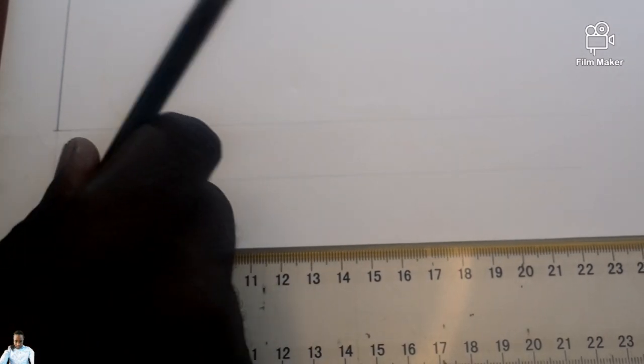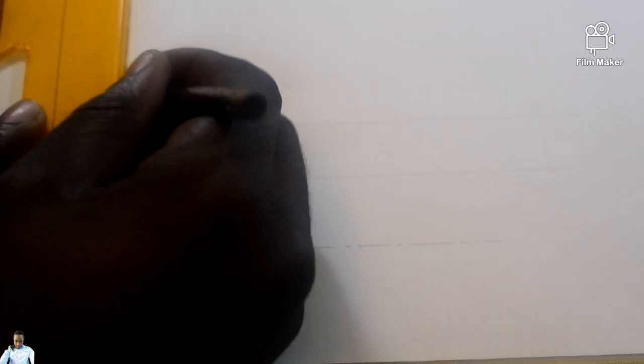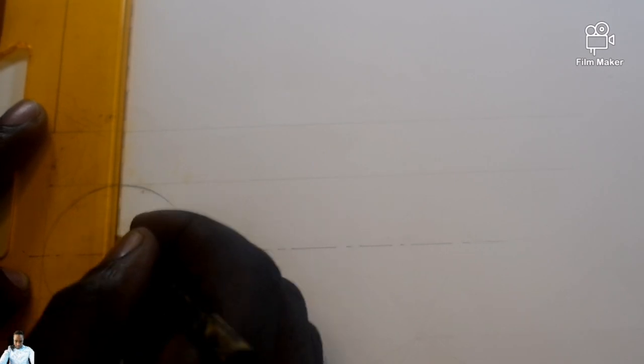Then after that, now I can put the horizontal center line, as well as the vertical center line. This center line also starts up there from your top view and goes down.